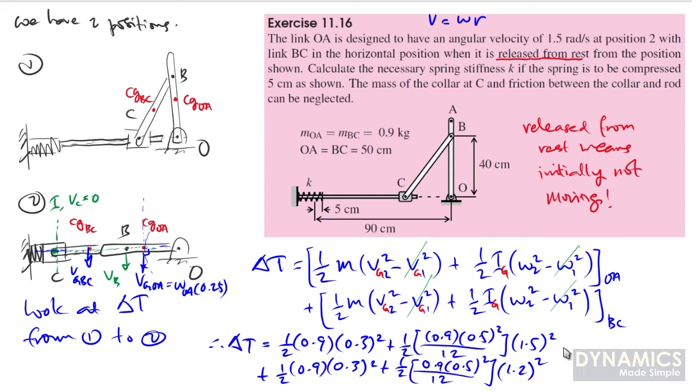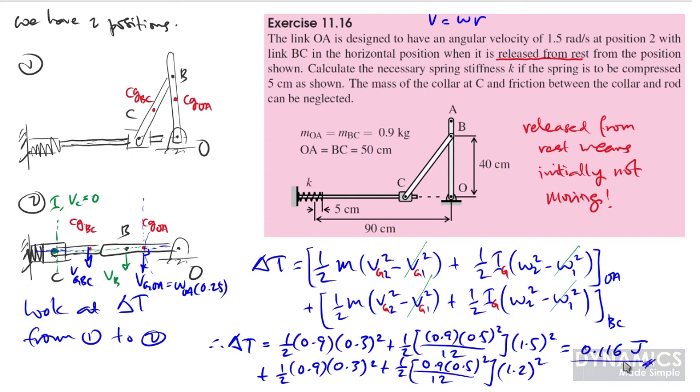Alright, so calculate this. We'll have delta T for this position, or basically position 2. I got 0.116 joule.